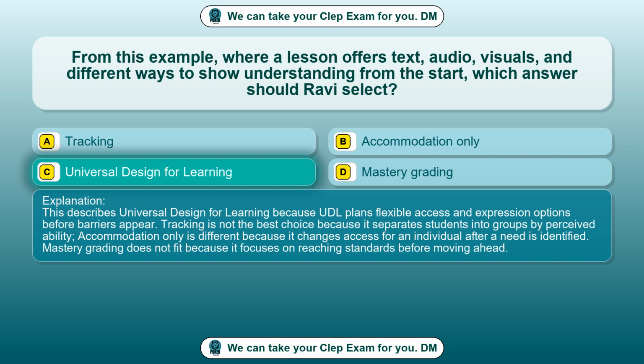Tracking is not the best choice because it separates students into groups by perceived ability. Accommodation only is different because it changes access for an individual after a need is identified. Mastery grading does not fit because it focuses on reaching standards before moving ahead.